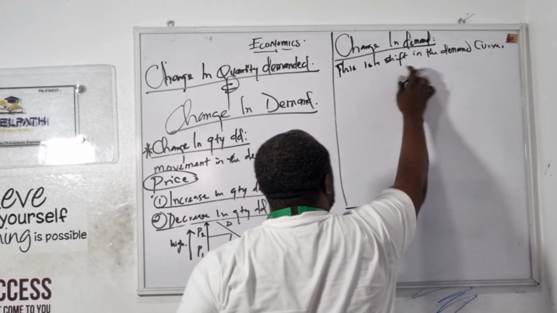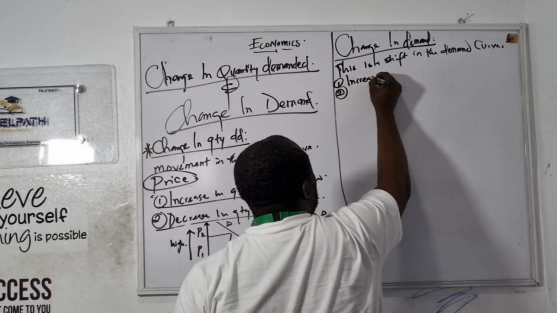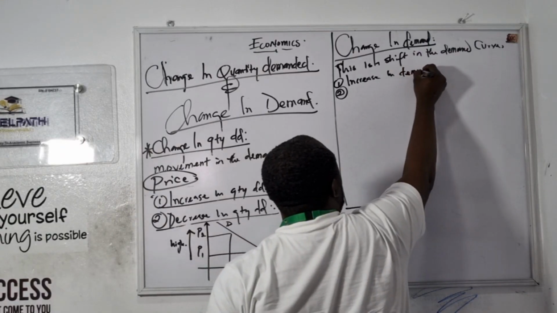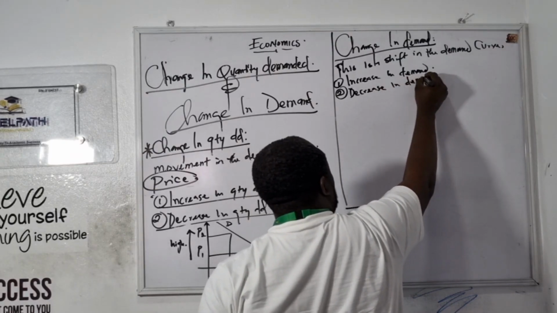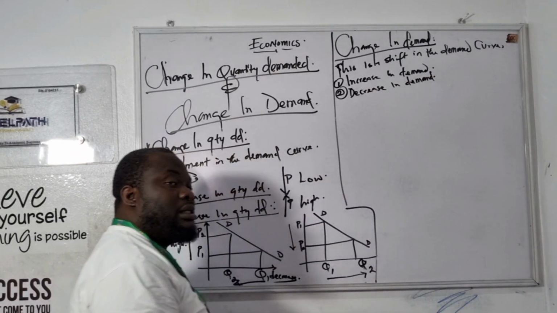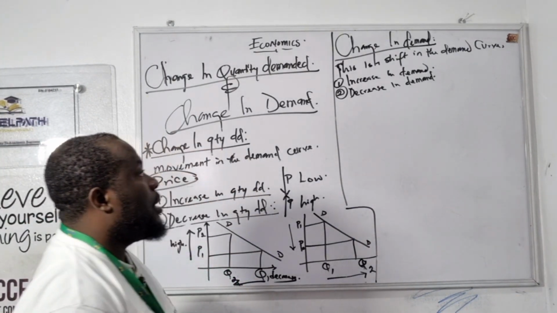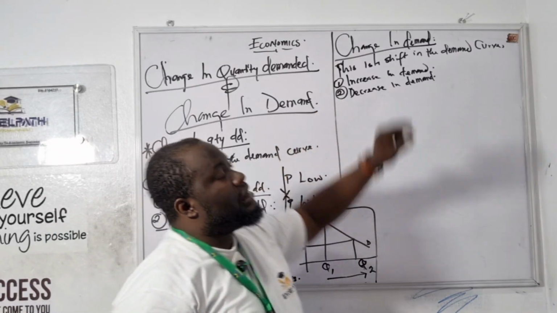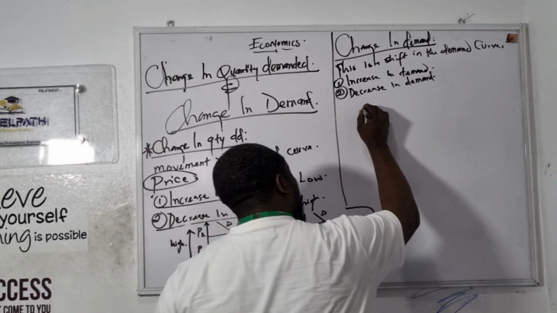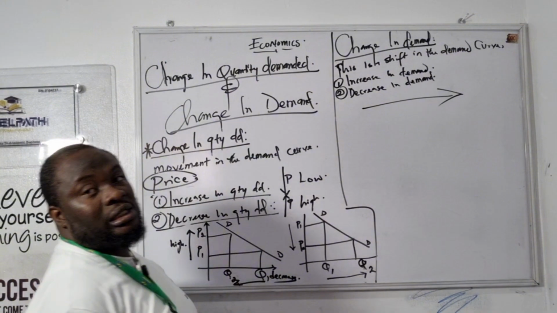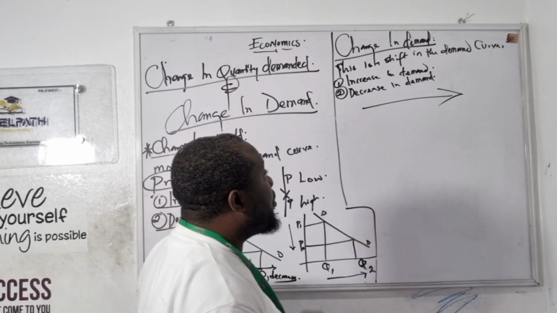Are we there? Now, your change in demand also has two types. We have increase in demand and we have decrease in demand. Now, increase in demand is a rightward shift in the demand curve.